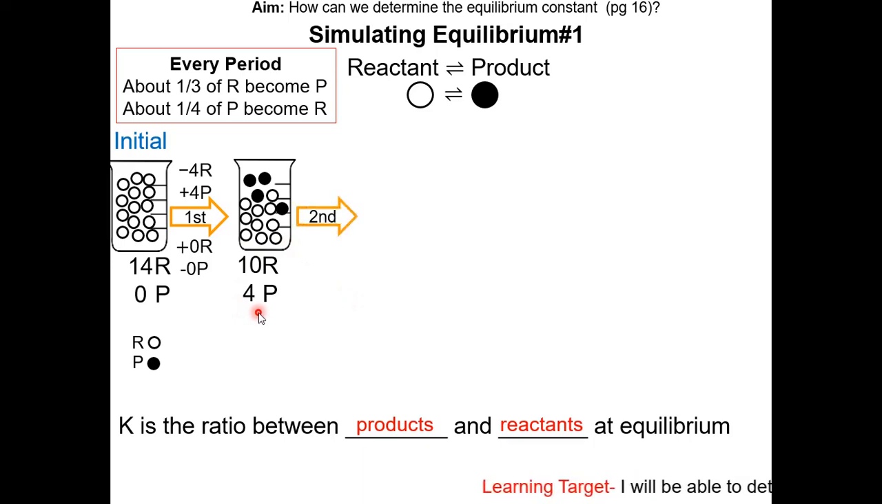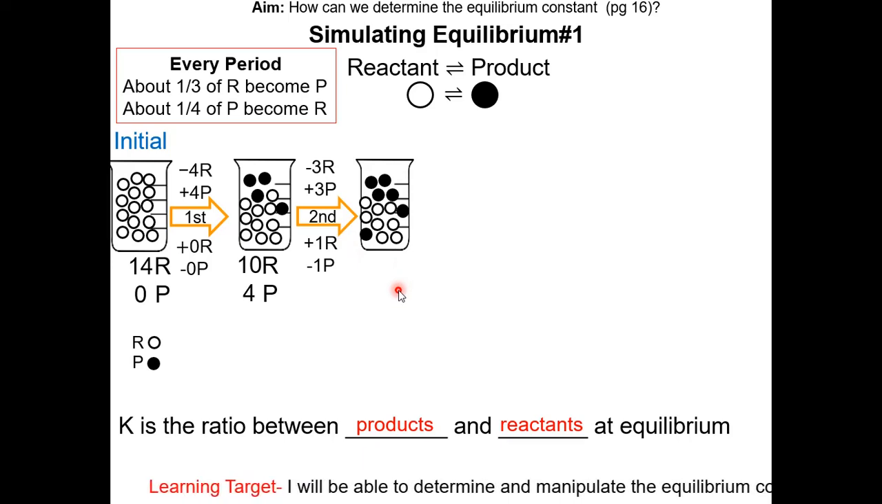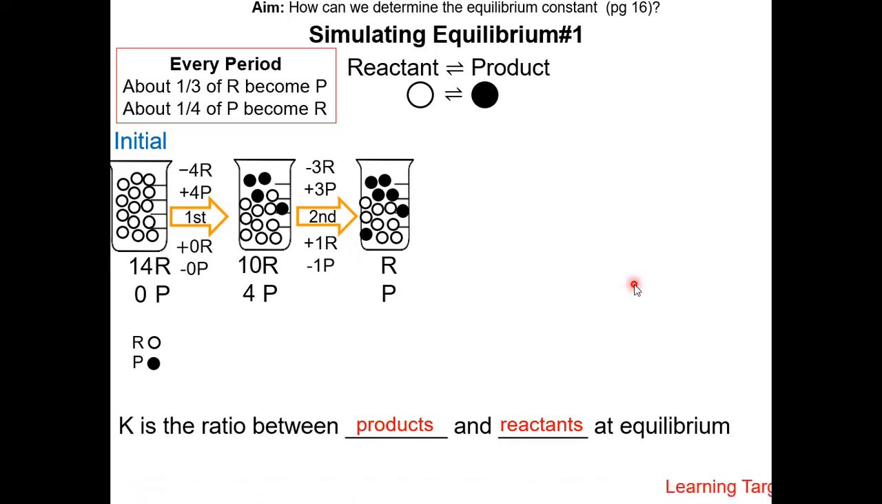In the second period, in the forward reaction, about 1/3 of reactants become products. 1/3 of 10 is roughly 3, so 3 reactants become products. In the reverse reaction, about 1/4 of products become reactants. 1/4 of 4 is 1. About 1 product becomes 1 reactant. In total, we still have 14 particles. 8 of them are reactants and 6 of them are products. This reaction will keep going.